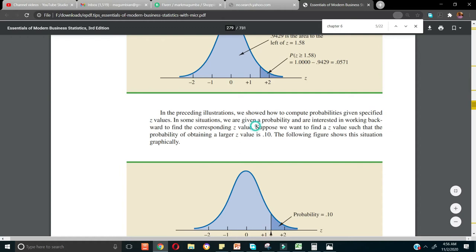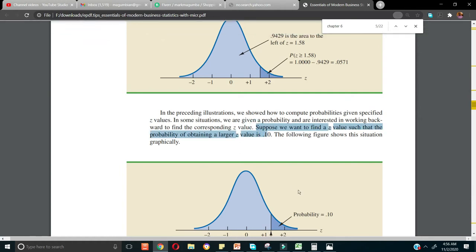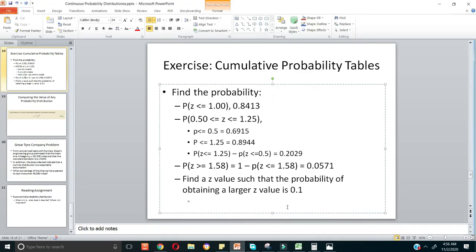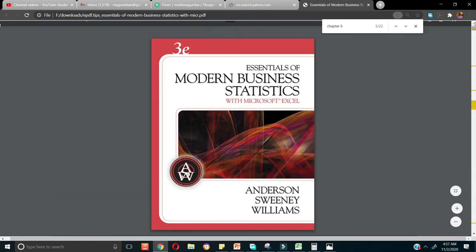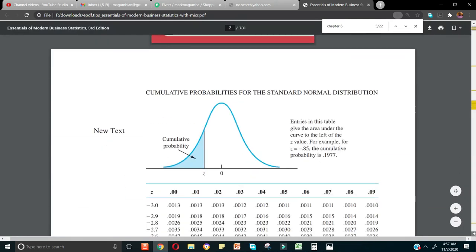So suppose we want to find a z value such that the probability of obtaining a larger z value is 0.1. So this is the question, right? The z value such that the probability of obtaining a larger z value is 0.1. So that means the probability of obtaining a lower z value is actually 0.9. So you want to look for the point corresponding to a cumulative probability of 0.9. So you have to go back to the cumulative probability table.